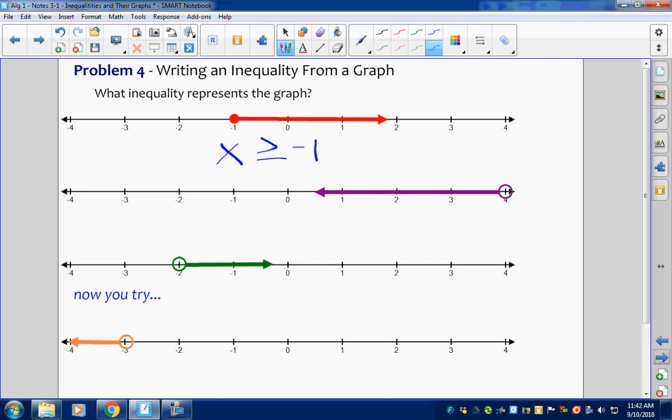The next one here says x is less than 4. So we're starting at 4. There's no line underneath it because we're not including 4. You could get right up against 4. You could be at 3.9999999, but you can't be at 4. All right, what about here? This is x is greater than negative 2.